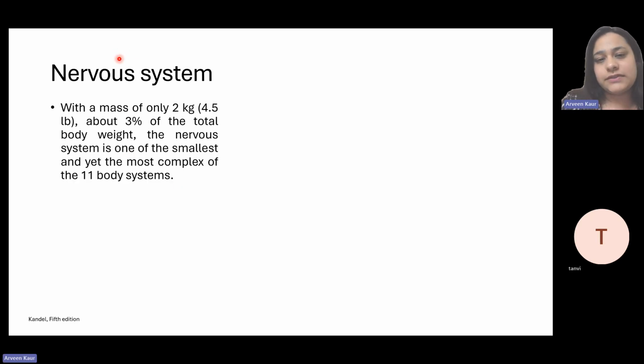So when we talk about components of the nervous system, we'll come to it. But what is the nervous system, first of all? It is one out of 11 systems that are present in our body. It is actually one of the smallest systems, but it is the most complex. The largest system in our body is skin. The nervous system is not the smallest system, but it is one of the smaller systems. By mass, it is only 2 kg of our entire body, and it is about 3% of the total body weight.